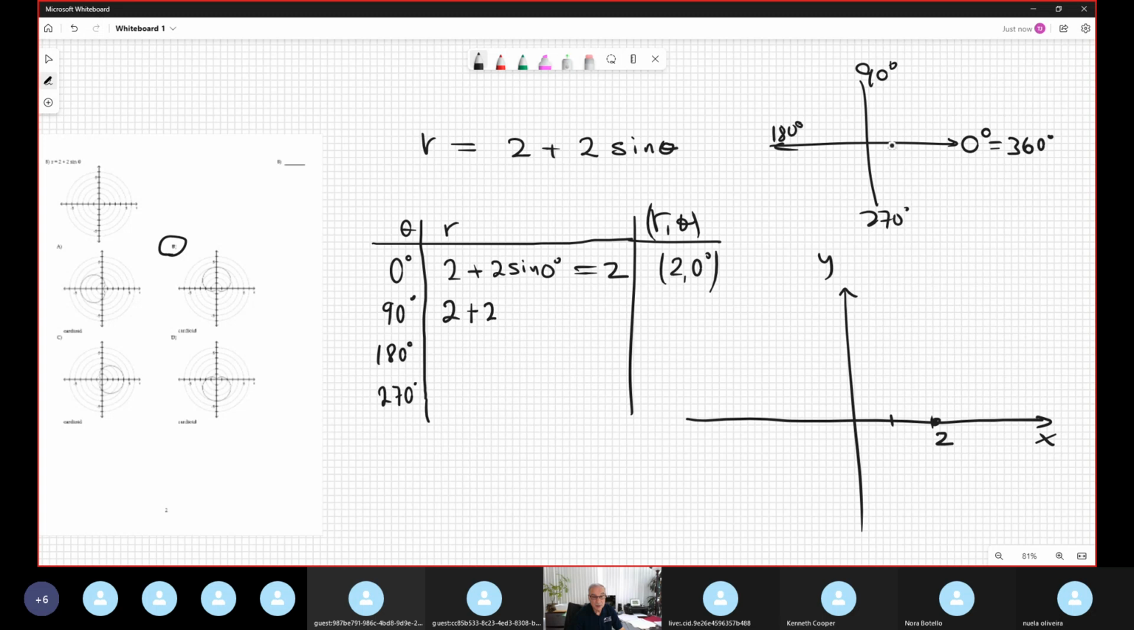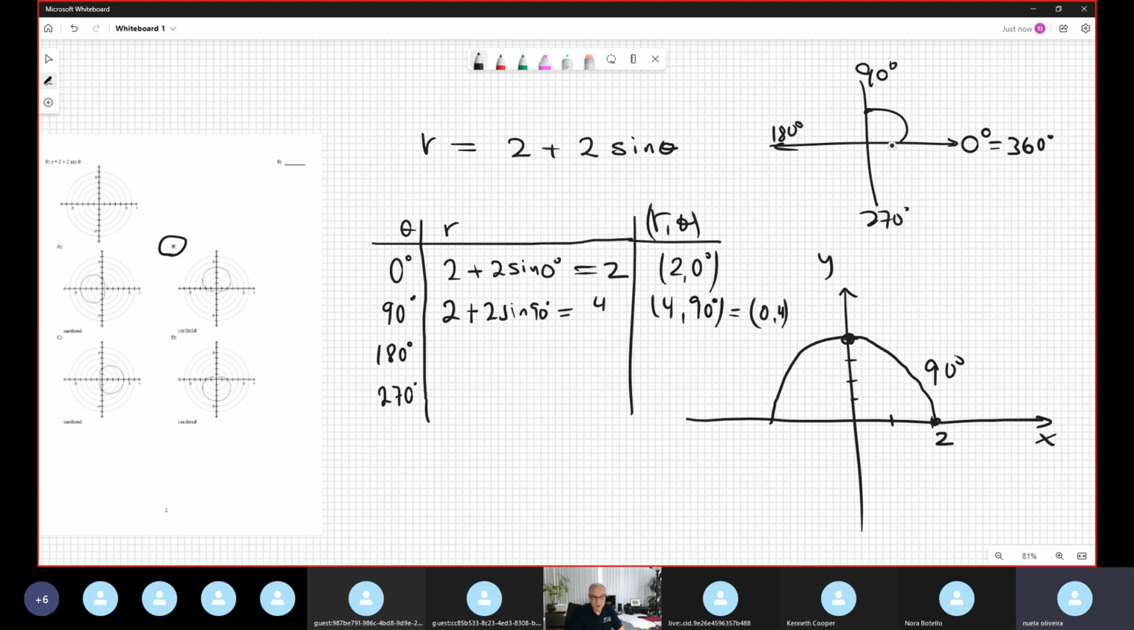90 degree is different. It's 2 plus 2 sine 90 degree. And sine 90 degree is 1, and 2 plus 2 is 4. And the point is 4, 90 degree. And 4, 90 degree, remember, 90 degree is that angle. Okay, and you put 4 at the radius. Entonces, 1, 2, 3, 4. Entonces, this is the point for 90 degree in polar, but in Cartesian is 0, 4. Entonces, our cardioid look like that. Oh, do you see that?